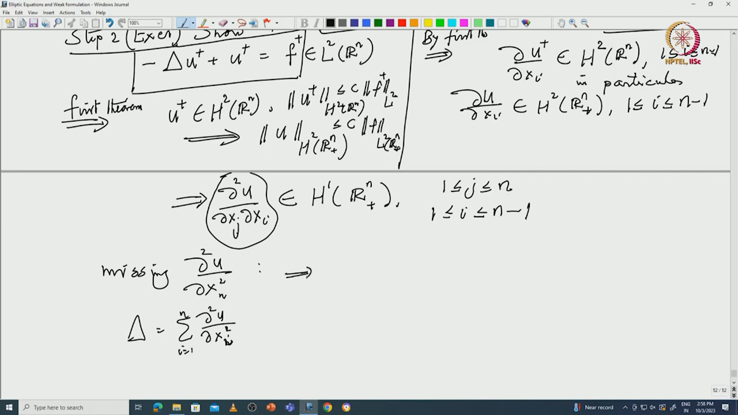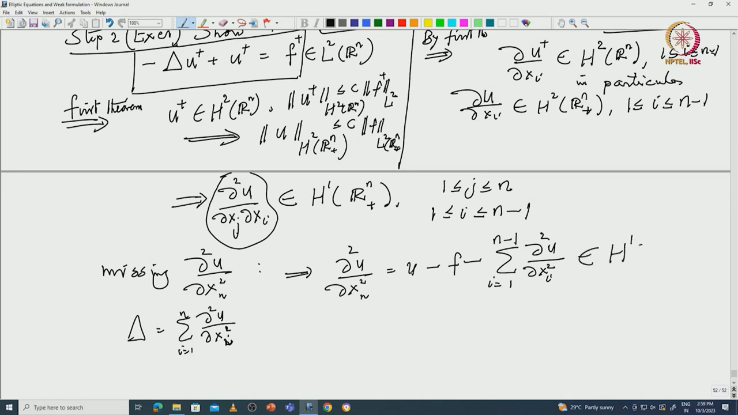So, you write ∂²u/∂x_n² is equal to u minus f, minus the summation of ∂²u/∂x_i², i equal to 1 to n−1, because all this you have already got, up to i equal to n−1, no issue. The only thing is when j equal to n and i equal to n. So that is all from here, and this is in H1, given to you. H1 of R^n_+, and that implies u is in H3 of R^n_+.